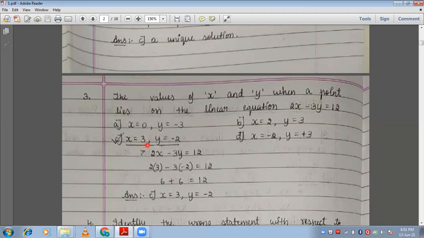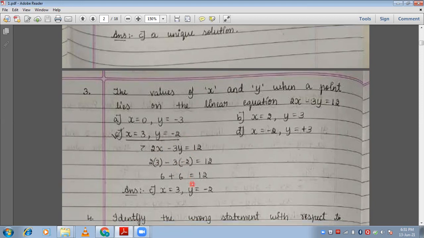x is equal to 3 and y is equal to minus 2. Substitute in the given equation 2x minus 3y is equal to 12. The value of x is 3 and the value of y is minus 2. Substitute 2 into 3 minus 3 into minus 2. You will get 12 is equal to 12. So LHS is equal to RHS. So which option is right? Option C is correct.